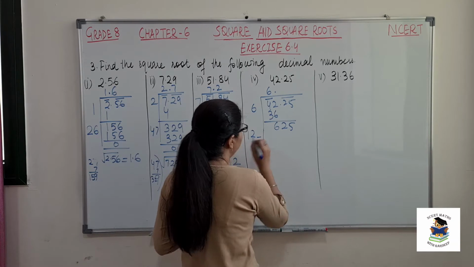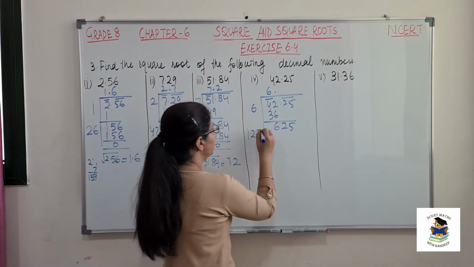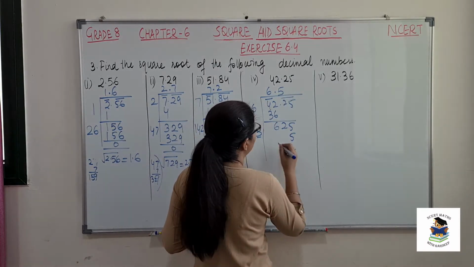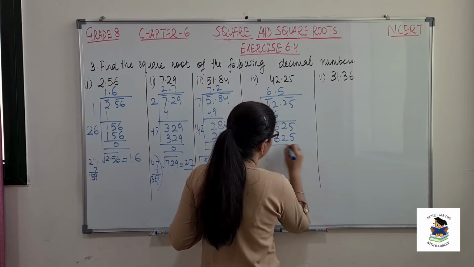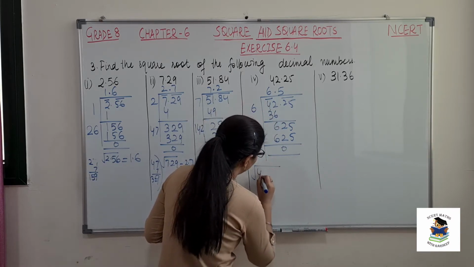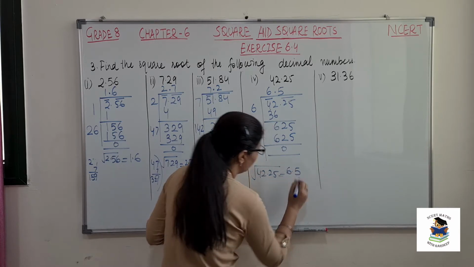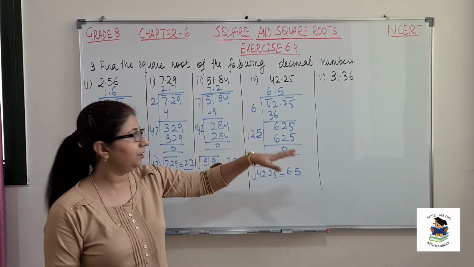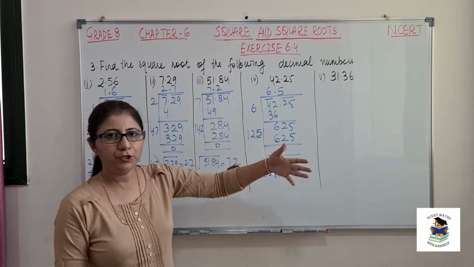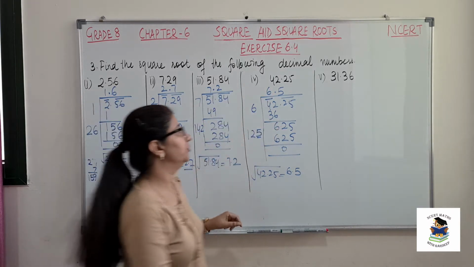6 and 6 is 12. So again 12 5s are 60. So we will start with 5. 5 5s are 25 and then 12 5s are 60 and 2, 62. So remainder is 0. So what is square root of 42.25? This is 6.5. This is same as we did in normal division.